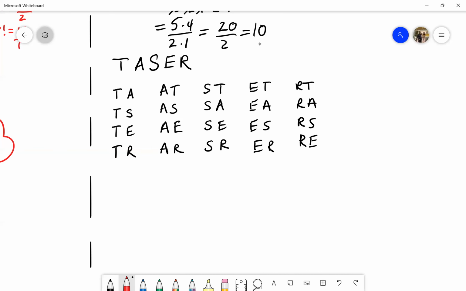But now let's say, and this is kind of important, if I allow the words to go back in, then it changes a little bit. But let's say AT and TA are the same. So I get to X this out. And TS and ST are the same. And TE and ET are the same. And TR and RT are the same, right? And then AS and SA are the same. And AR and RA are the same, right? And SE and ES are the same. And then SR and RS are the same. So you see what I'm doing, right? How many do I have left?